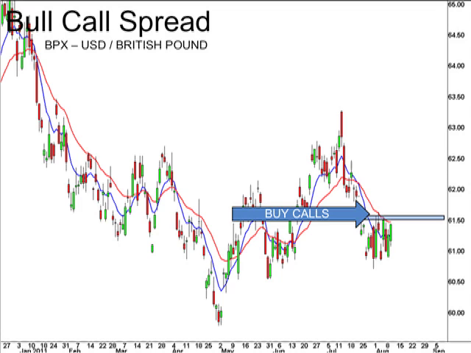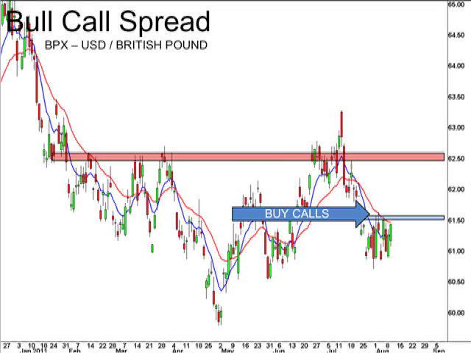Now, call spread, exact same observations. We want to determine whether or not we're bullish or bearish. In this case, we're bullish. We're going to look at the same consolidation within that zone. We're going to look at that same potential entry level and buy calls here. But at the same time, because options are expensive and because we see that there's a fairly significant resistance level up here at the 60 to 50 zone, we might consider selling calls off in that range.